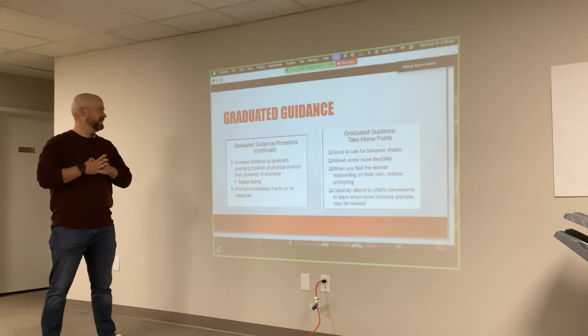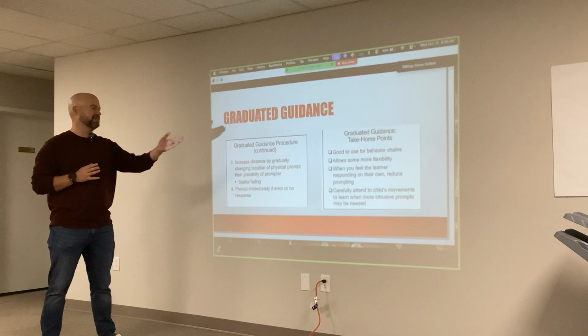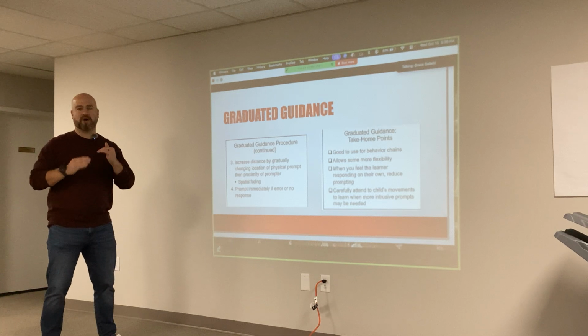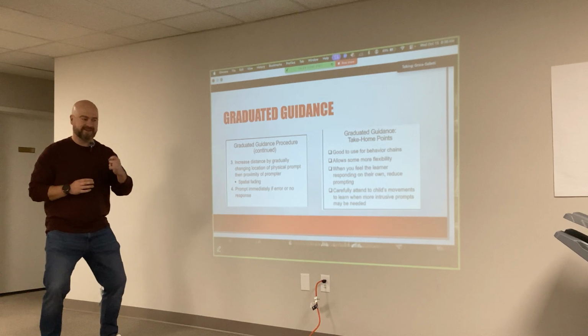Oh, there's more to this. I kind of talked about this already. It's good to use for behavior change when we have a lot of behaviors that lead to an ultimate outcome. Sorry, we're going to move back a minute. It allows for some more flexibility in our work. We're not rigidly following this pyramid or the time on a stopwatch.